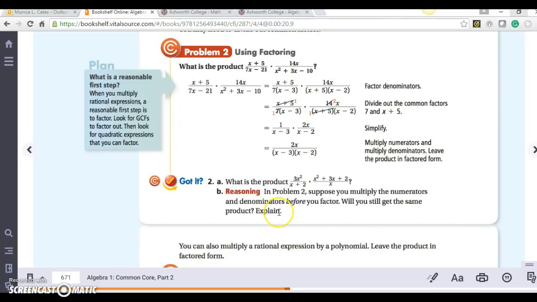The last one, it says in problem 2, suppose you multiply the numerators and denominators before you factor. Will you still get the same product? You absolutely will, because after you multiply straight across, then you can reduce out any common factors. So it's a preference which way you would like to do it. I hope this helps.